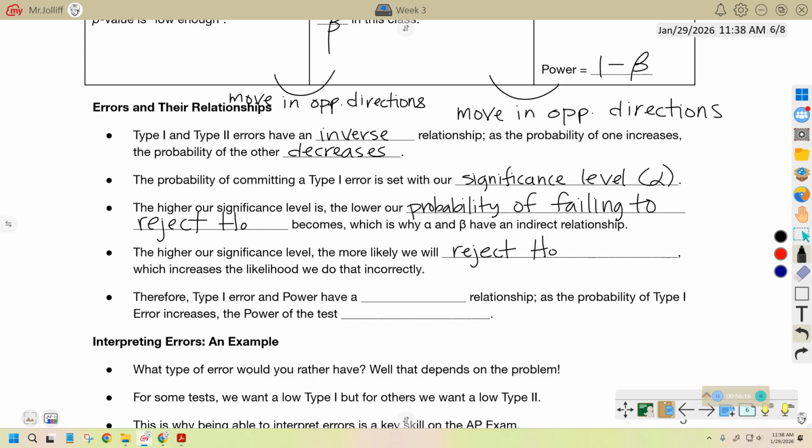Last one, type 1 error and power have a direct relationship, which means as alpha gets bigger, what happens to the power? Bigger, yeah, it also increases. Direct means same direction. So as we set our alpha to be a bigger number, 0.1 instead of 0.05, we increase the power of our test.